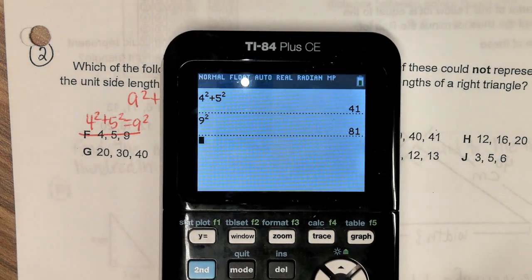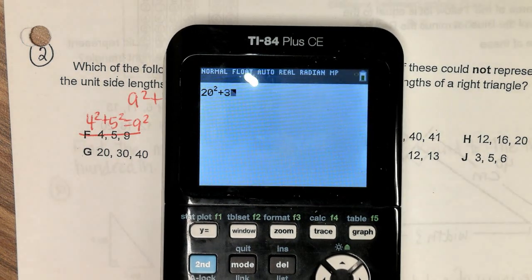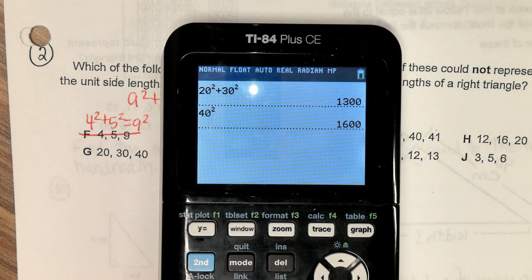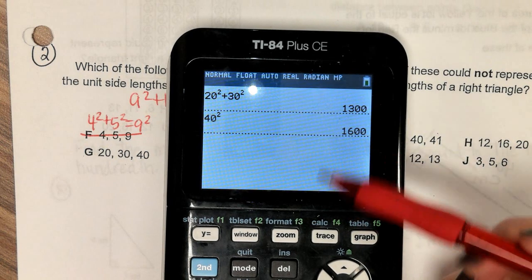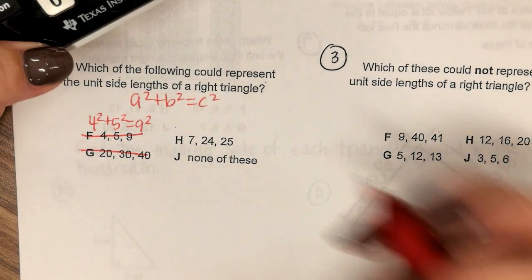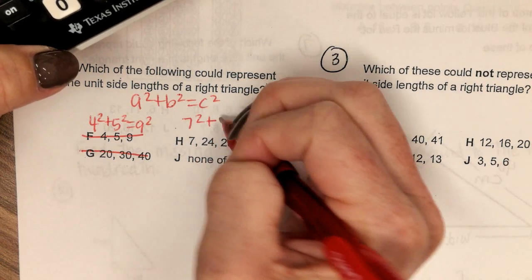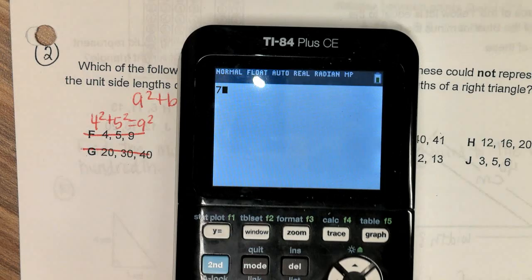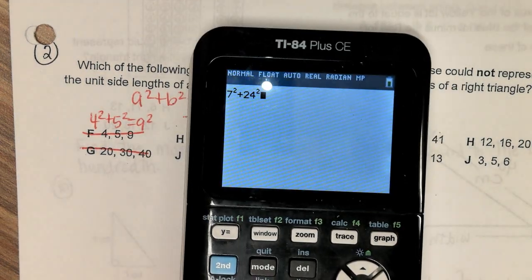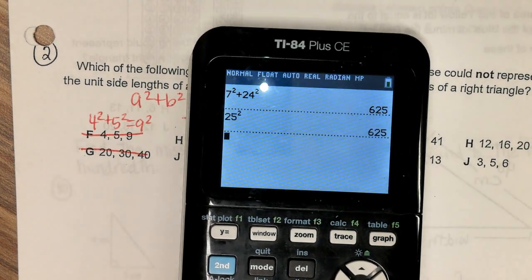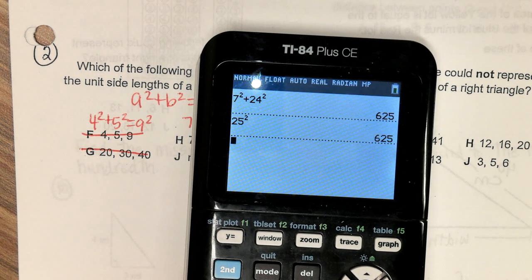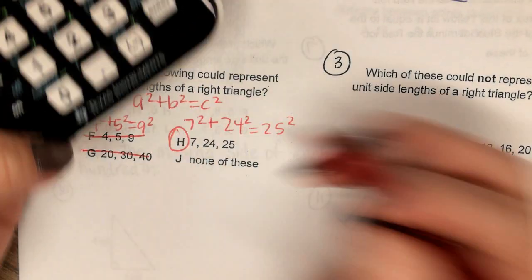Okay, let's try G. Is 20 squared plus 30 squared equal to 40 squared? Yes or no? Are they equal? No. So we got to try H. Is 7 squared plus 24 squared equal to 25 squared? I got to go test it out. 7 squared plus 24 squared, is that equal to 25 squared? Therefore, those 3 numbers would form a right triangle. H is my answer.